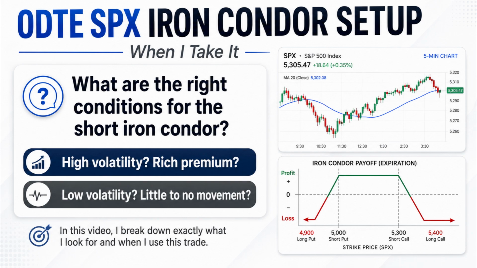What exactly are the ideal conditions for a short iron condor when trading 0DTE SPX? Is it high implied volatility with rich premium? Is it low realized volatility with little to no movement? In this video, I'm going to show you exactly what I look for when I use this trade, when I avoid it, and how it fits into my overall trade approach.